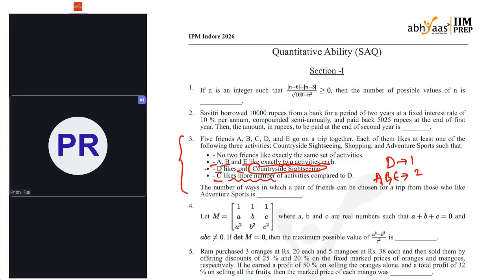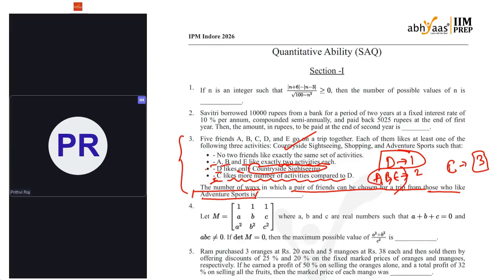Next, C likes more activities compared to D. Now, C takes 3 activities, right? Because from this condition, I have to take three activities. So the number of ways in which a pair of friends can be chosen for a trip from those who like adventure sports. Now, I cannot take D because D is liking only countryside sightseeing and he takes only one activity. So I don't calculate it.